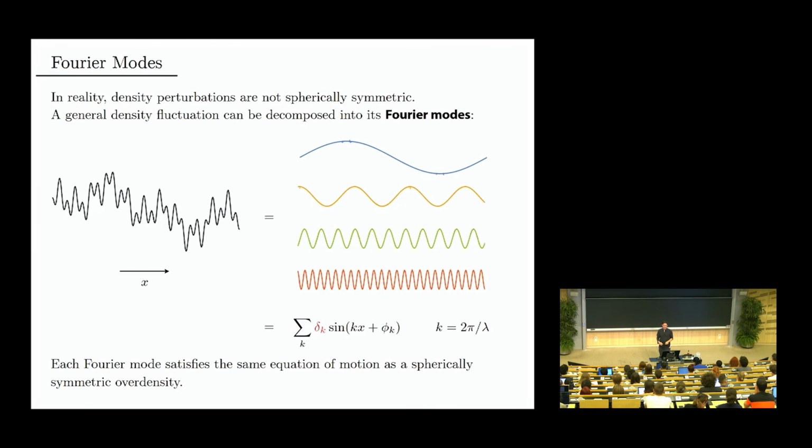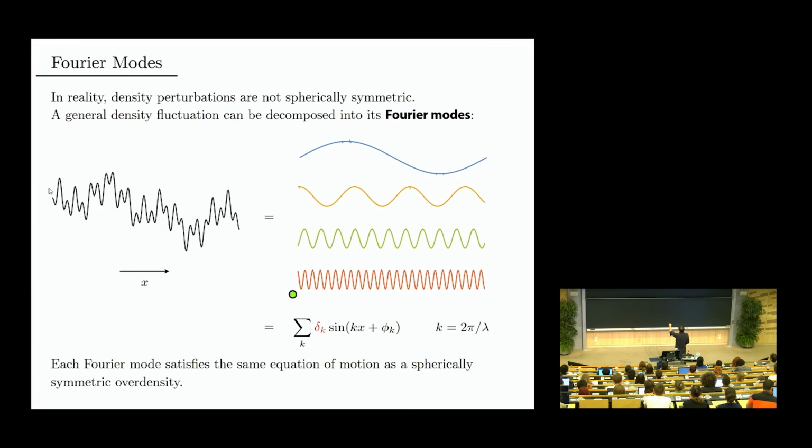Okay? Now, of course, this was idealized. The real fluctuations in the universe are not spherically symmetric, so what do we do? They have some more complicated, random pattern of density fluctuations. So the standard trick that we use in physics is to decompose this, and here I've shown it in 1 dimension, decompose the complicated pattern of fluctuations into its individual Fourier modes. Different sine wave components with different amplitudes and phases, as I've shown here.